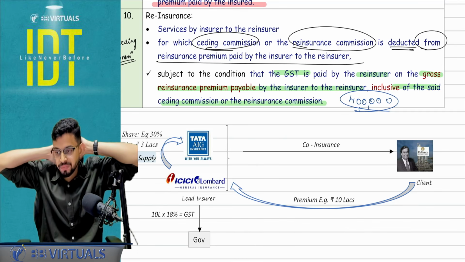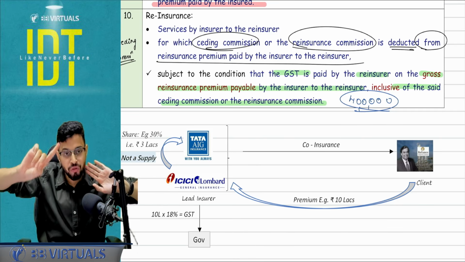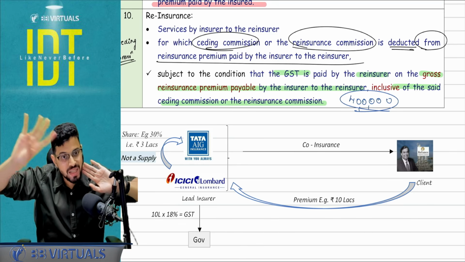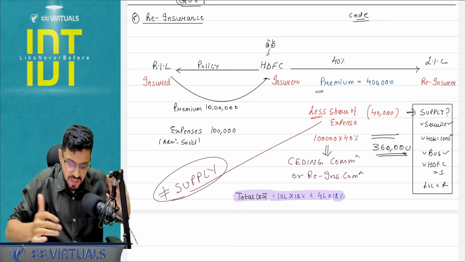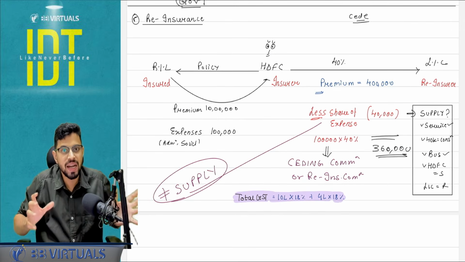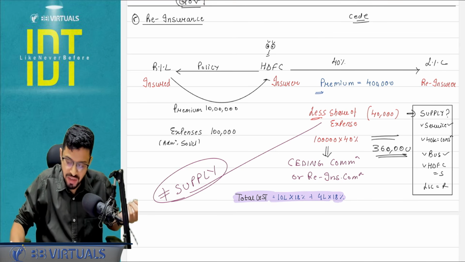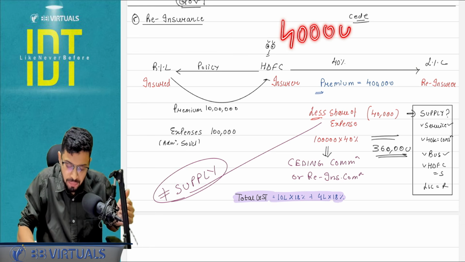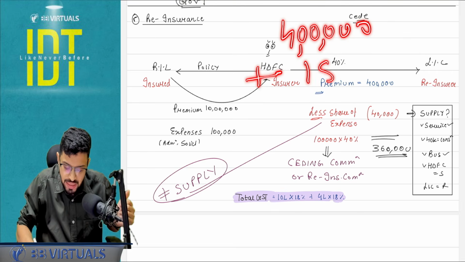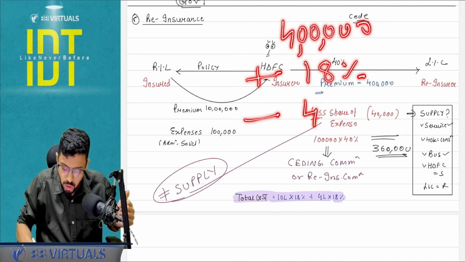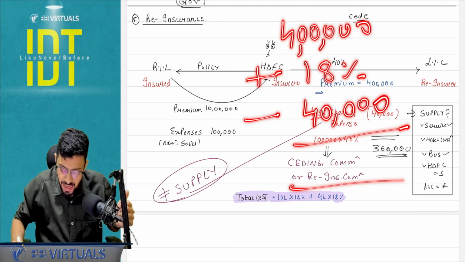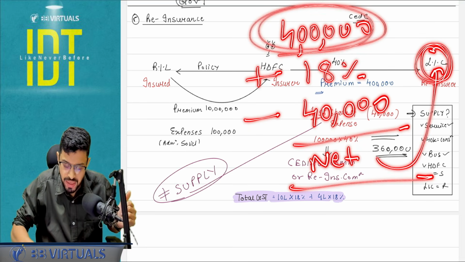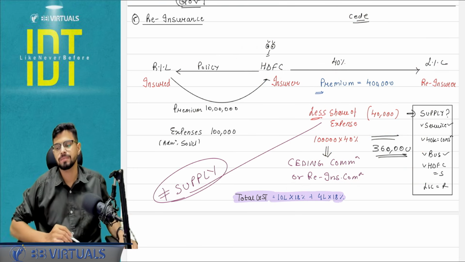Absolutely, Subhash. On 4 lakh, HDFC will get the ITC because the GST is charged on 4 lakh rupees. If someone asks you what will be the payment amount that LIC will receive on a net basis, it will be 4 lakh rupees of the premium plus 18% GST, less 40,000 ceding commission. This will be the net payment that LIC will receive in the bank account, but GST will be discharged on 4 lakh rupees.